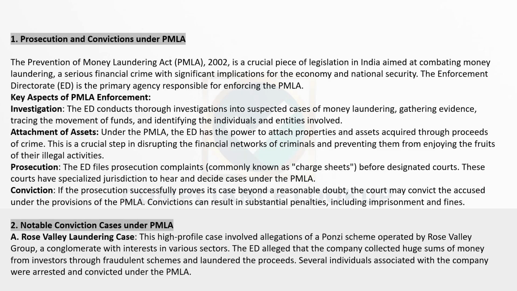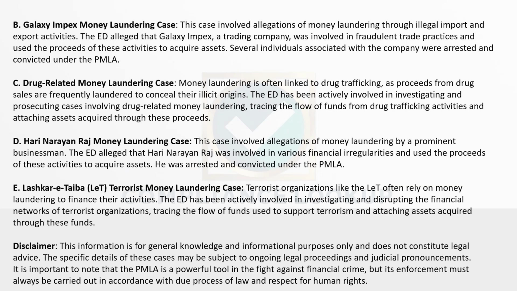B. Galaxy Impex money laundering case. Galaxy Impex, a company dealing in diamonds, was accused of inflating the prices of imported goods and using fake bills to move money out of India through hawala transactions. The ED found that Galaxy Impex laundered around Rs 150 crore by manipulating trade prices and transferring money illegally abroad. The ED froze several assets, including bank accounts and properties, linked to the fraudulent activities. The promoters of the company were convicted and their assets were seized.